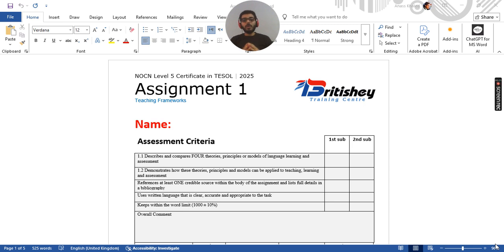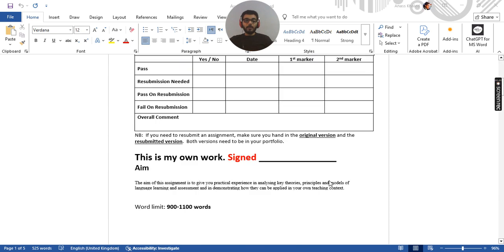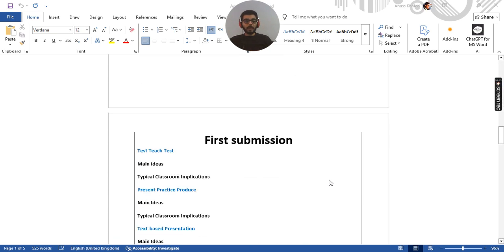Alright, so the frameworks that you're supposed to analyze are just 4. The first one is TTT framework, PPP framework, text-based presentation, and the last one is the communicative language teaching, or the CLT, you name it, because some people say it like CLT. Alright, no problem. So let's speak about how you can analyze your assignment.